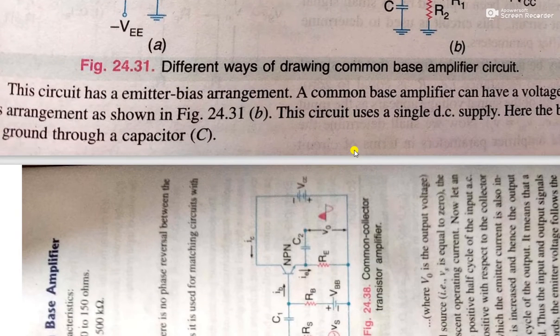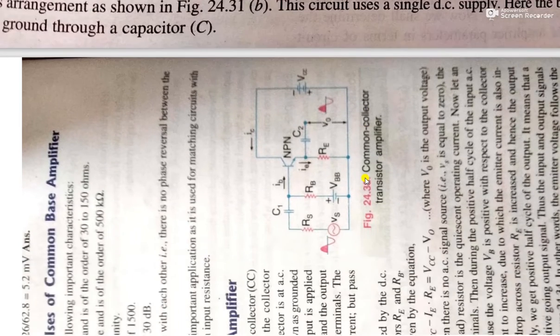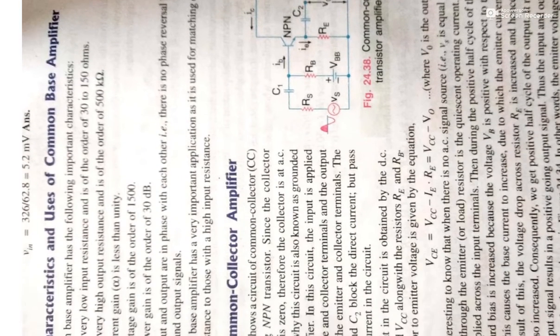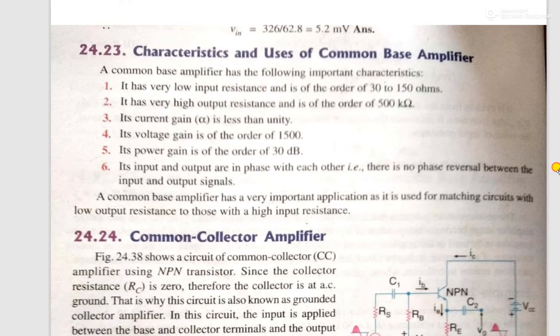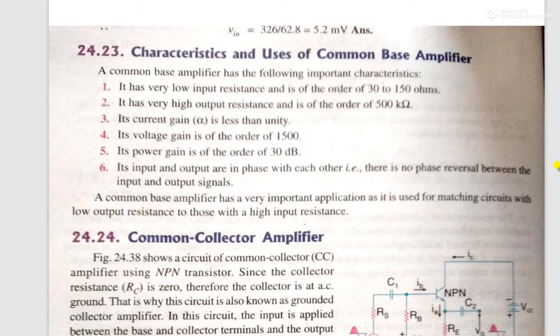Okay. Now, next are the characteristics of the common base amplifier. Characteristics are listed over here. Number 1, it has very low input resistance, of the order of 30 to 150 ohm. It has high output resistance, of the order of 500 kilo ohm. Current gain is less than unity. Voltage gain is of the order of 1500. Power gain is of the order of 30 dB.